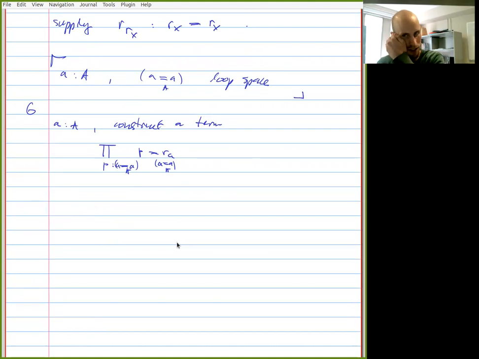The first thing to notice is that we can't apply path induction because both endpoints of P are fixed here. It doesn't have a free endpoint. And so we can't apply path induction, but that doesn't mean there's not some other clever way of constructing a term of this type. There could be.